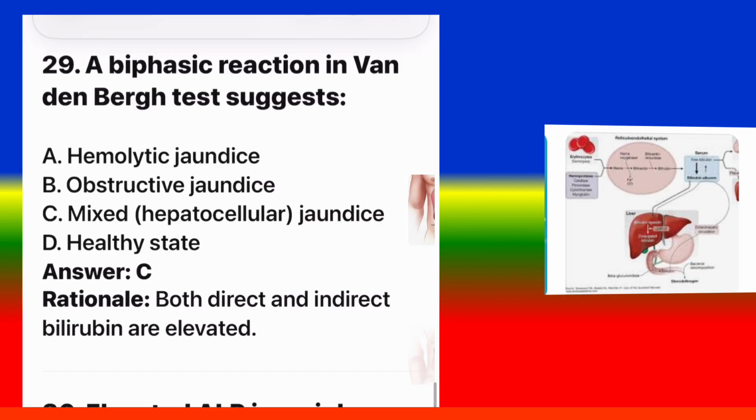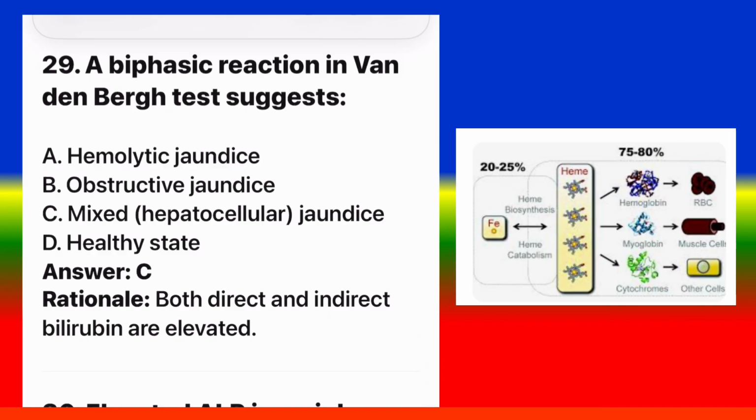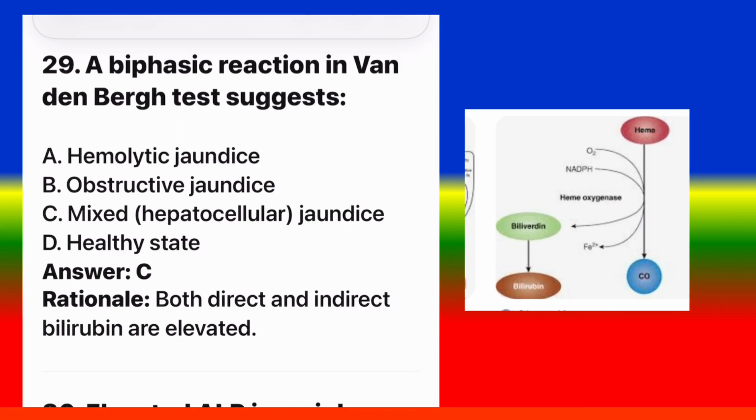29. A biphasic reaction in Van den Bergh test suggests A. Hemolytic jaundice, B. Obstructive jaundice, C. Mixed hepatocellular jaundice, D. Healthy state. Answer C. Rationale: both direct and indirect bilirubin are elevated.